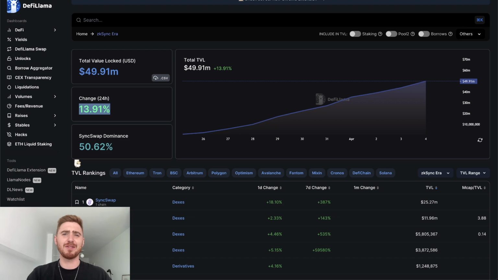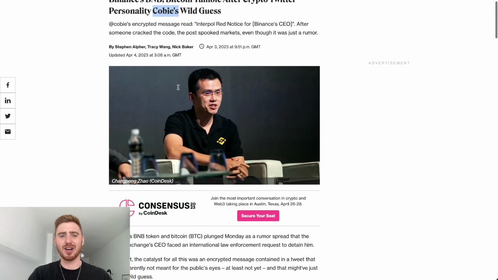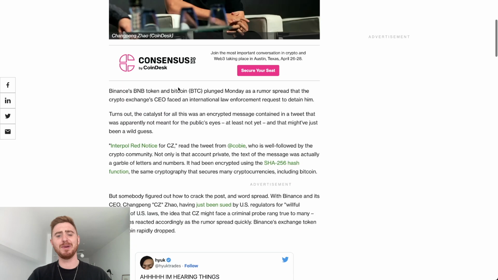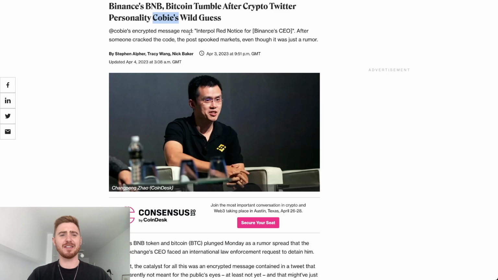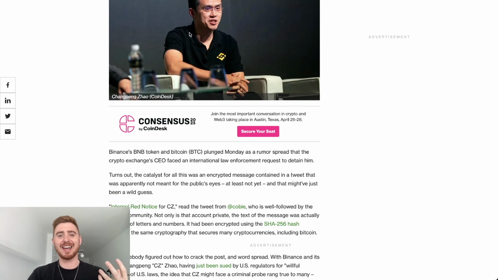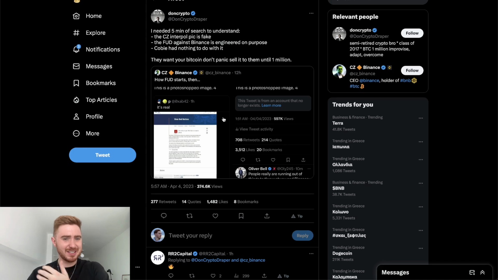Now, to address some of the FUD that we've seen recently, Binance's BNB and Bitcoin tumble after crypto Twitter personality Kobe's wild guess. So what he did was, Kobe over on Twitter posted a hash. This is like a code, and that code led people to believe that there was a red notice against CZ, basically meaning every authority in the world would be going out to try and capture him or something along those lines, right? It's an Interpol red notice.